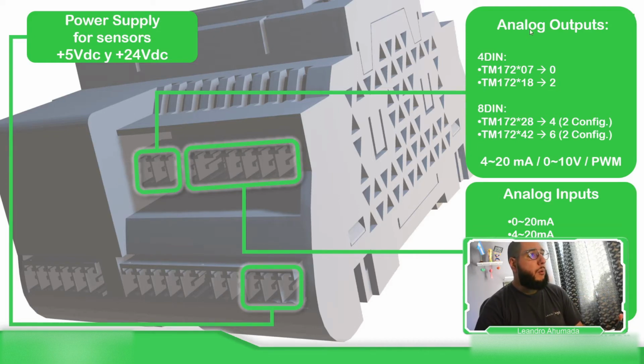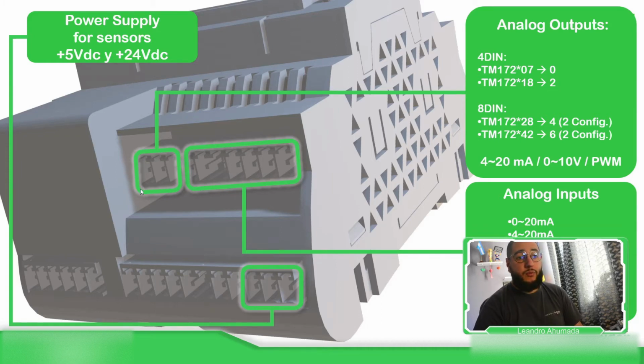Regarding the analog outputs, as you can see over here, depending on the version we have 2, 4, or 6, and always 2 of them can be configured as current, voltage, or PWM. The rest are always 0 to 10 volts.